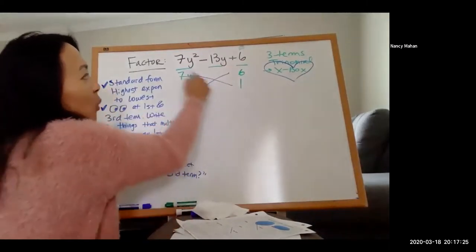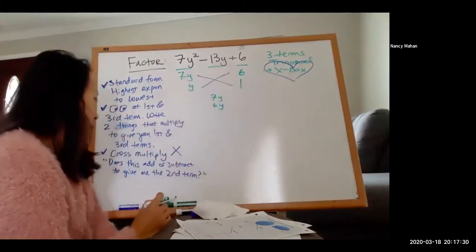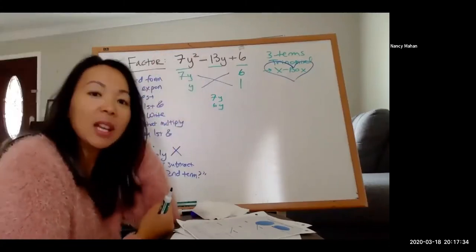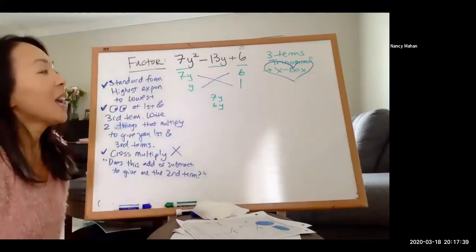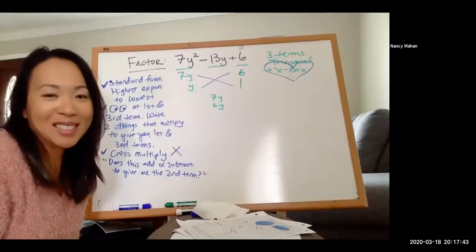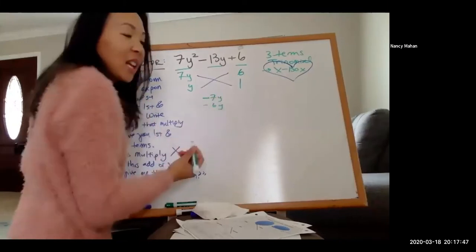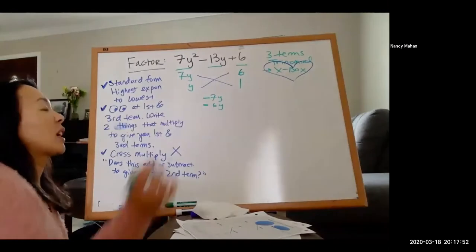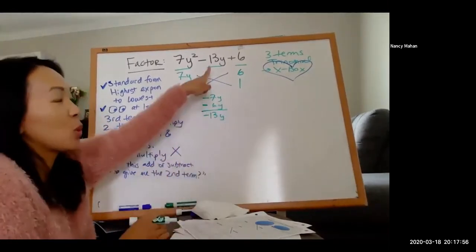When I try 6 and 1 and cross multiply, I get 7y and 6y. And I'm going to ask myself, is there any way I can add or subtract these numbers to get a negative 13y? What do you think? All right, no response. So here, I'm going to do a negative and a negative. If I have a negative 7y and a negative 6y, if I add those two together, I get a negative 13y, which is what I wanted.